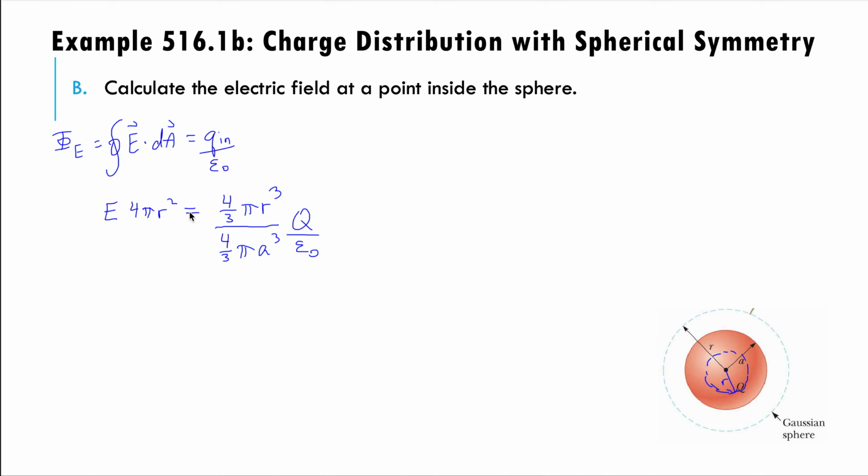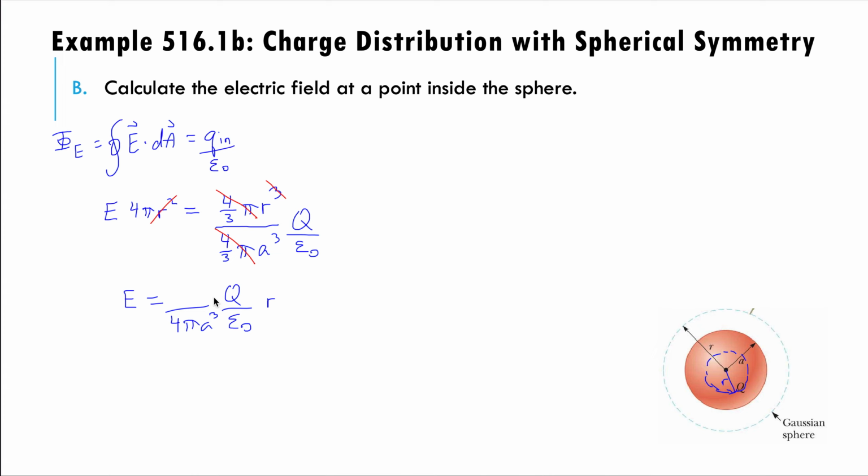And now we can go ahead and solve for E again. Let's cancel out 4/3 π, 4/3 π. Let's cancel out r² to get r here. And then divide by 4π. What we're going to have left is E equals r divided by the 4π, a³, Q, epsilon naught. And typically we would write the r on the outside simply because that's our variable.